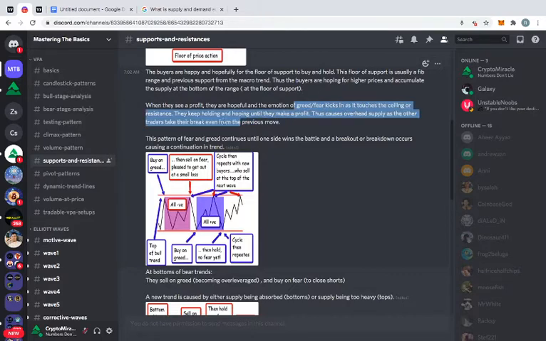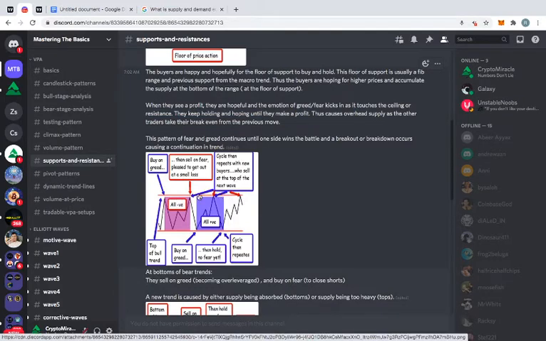So it touches the ceiling of resistance, they keep holding, make a profit, overhead supply. So that's what causes supply, guys. It's traders just being trapped in bad positions. So look, they buy right here on greed. They're over leveraged. It comes back down. They're like, oh no, now they're afraid. It comes back up. They sell on fear, and they are pleased to get out at a small loss.